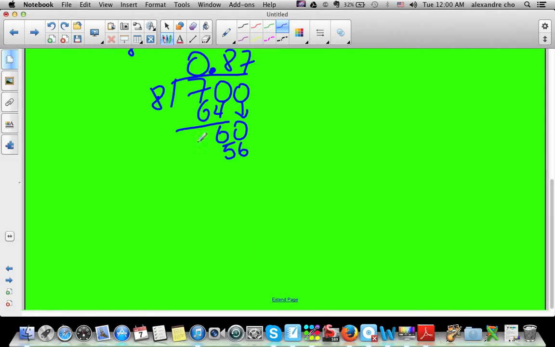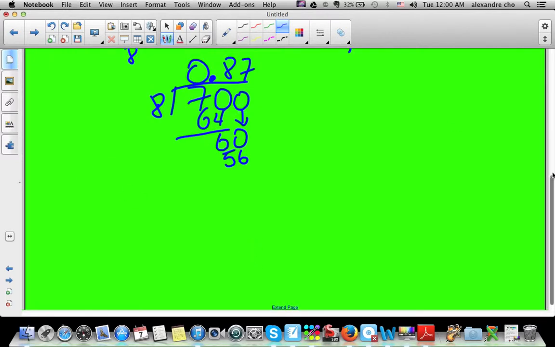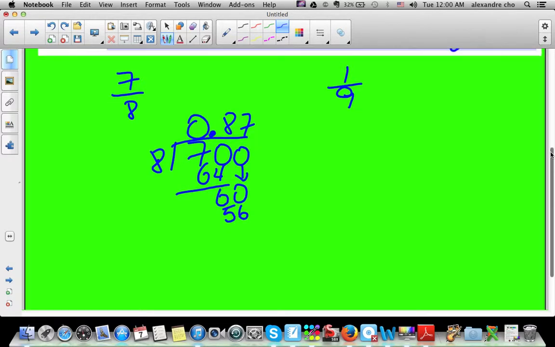And let me just pull this up again. And I have a leftover of 4. I bring another 0 down. 8 goes into 40 5 times. That's going to be nice and even. So 7 over 8 as a decimal is 0.875.